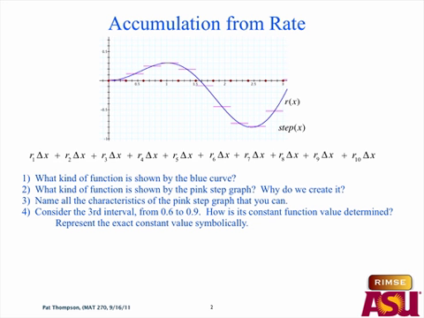So let's try these two. Question number 3. Name all the characteristics of the pink step graph that you can. That's what we've been working on. And then consider the third interval, from 0.6 to 0.9. How is its constant value determined? And represent that value symbolically. Okay, go.